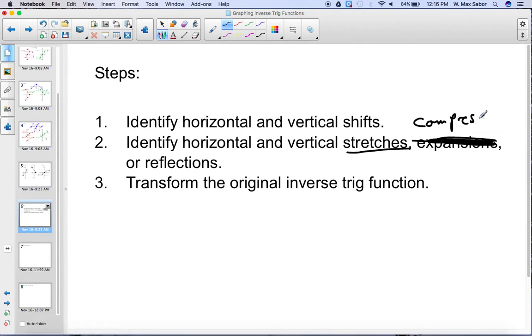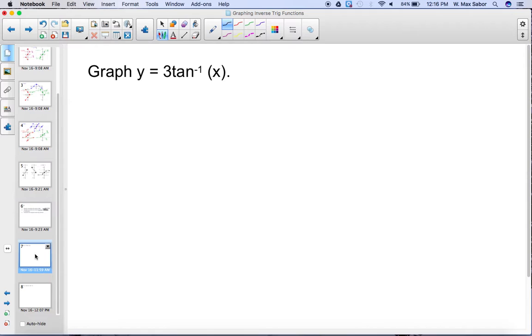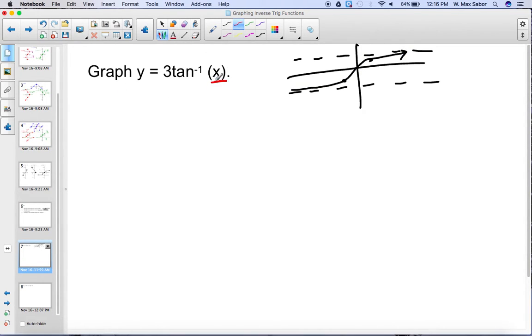And transform the original inverse trig function. So our original inverse trig function goes from pi over 2 down to negative pi over 2, and it looks generally like this. We have no horizontal shift. We have no vertical shift. We have an amplitude. It's not really an amplitude, but we have a vertical expansion.